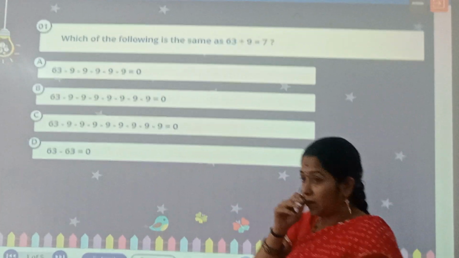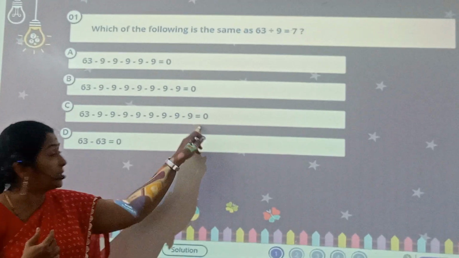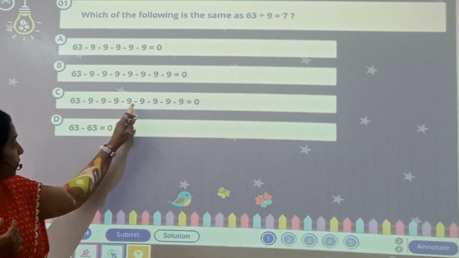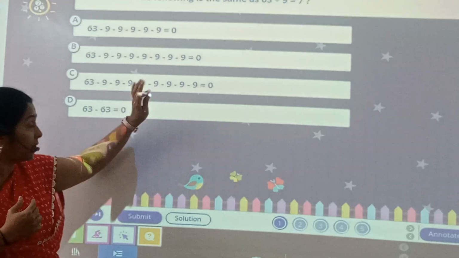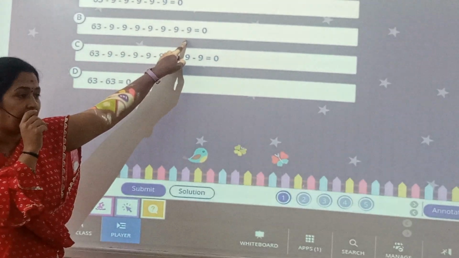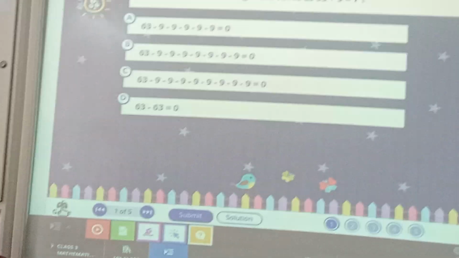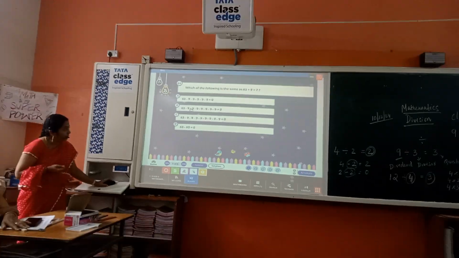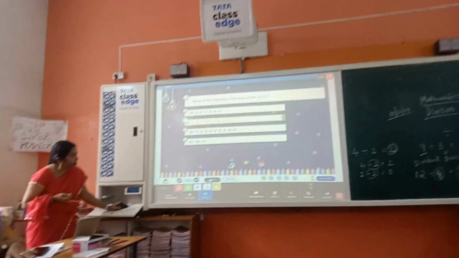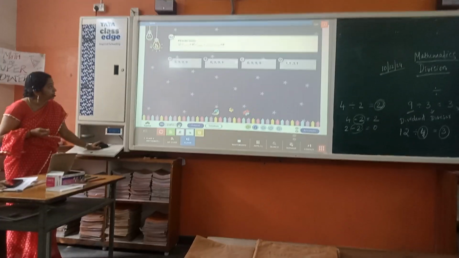then we will get 0. Okay? Let's try that subtraction. Finally, it will be 0, right? 1, 2, 3, 4, 5, 6, 7. 7 times we subtracted, so B is the correct option. Okay? Now shall we go to the next question?